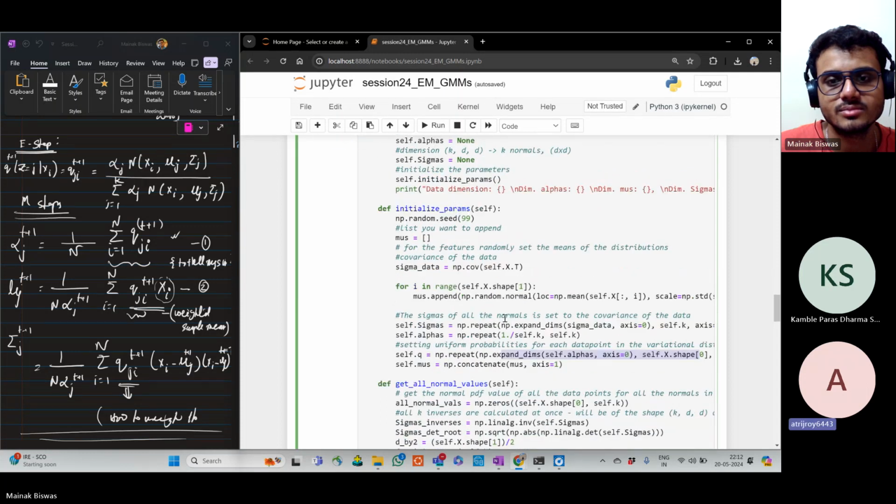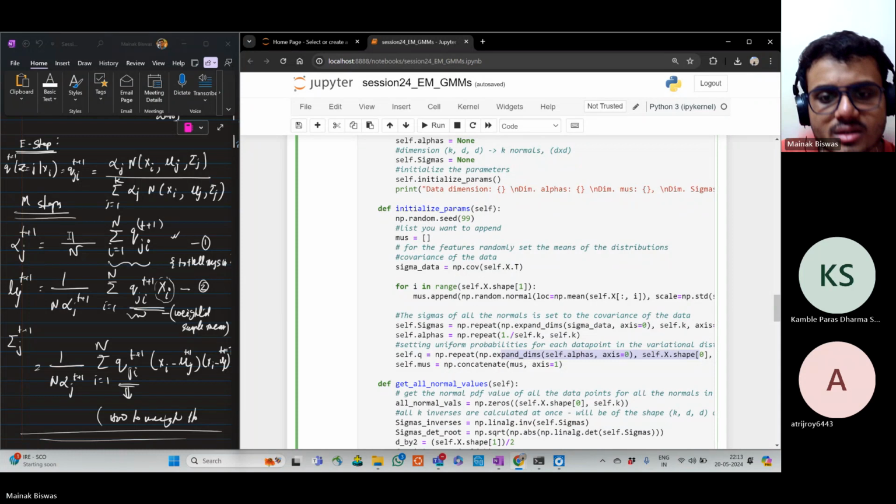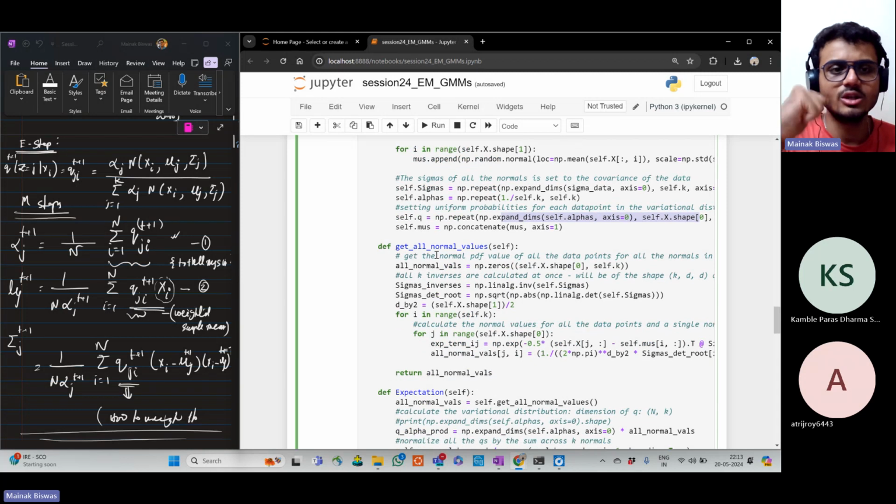Q will not remain constant. In the expectation step, Q at t plus 1 will be updated every time. You do it alternately: first expectation, then maximization. Expectation maximization, just like k-means, because that's how you increase one after the other.